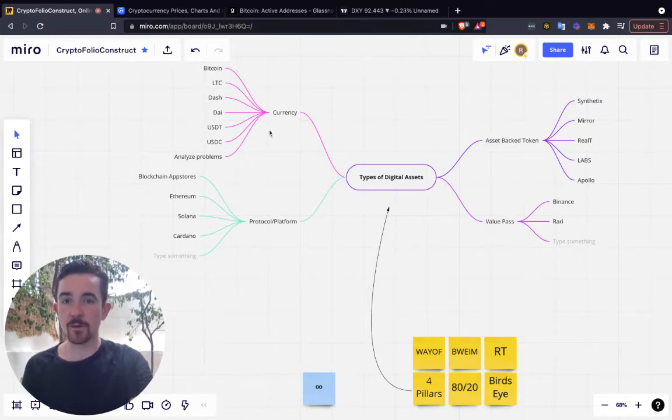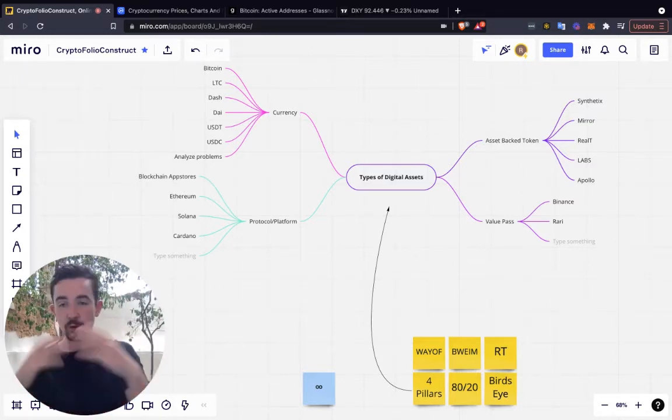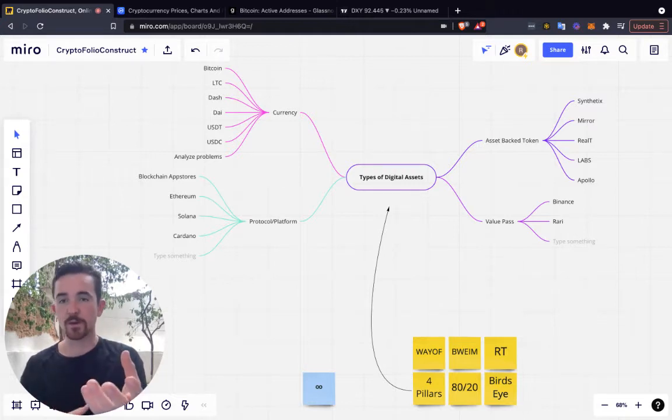So the first category here, like I said, is currencies. Then you have protocols and platforms. So this is kind of like I wrote down blockchain app stores. So you can think about it like the mass adoption in the iPhone. So if the iPhone's app store was interoperable with Google's app store, so if you had a Google phone and you could download iPhone apps onto that, that would be like cross-chain interoperability between Ethereum and Solana.